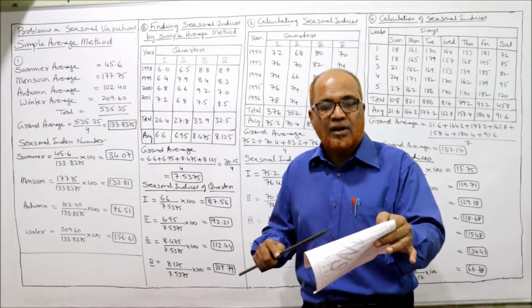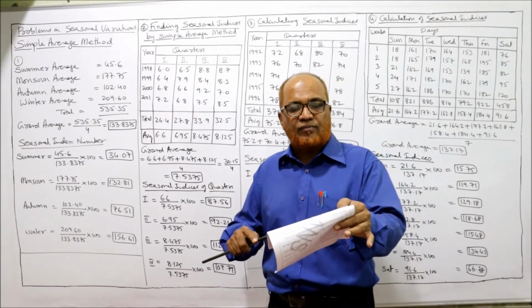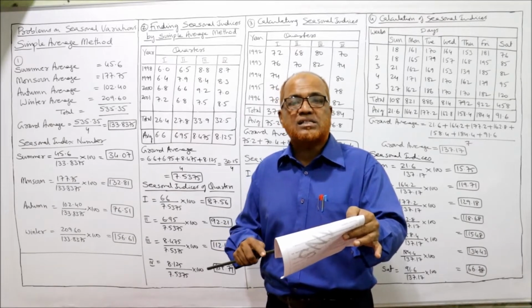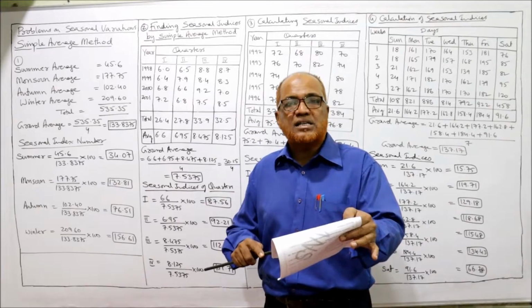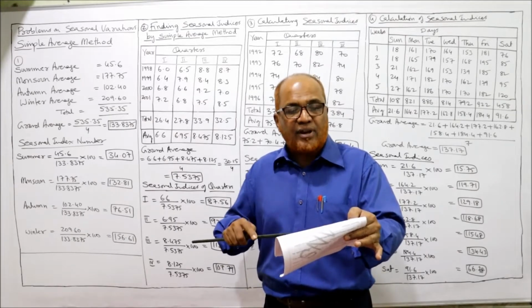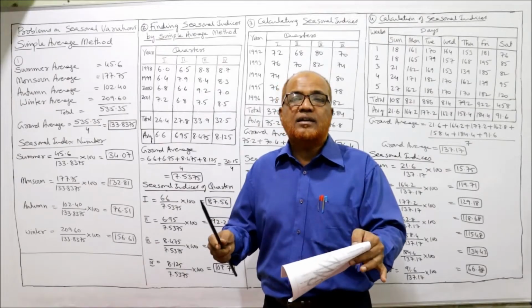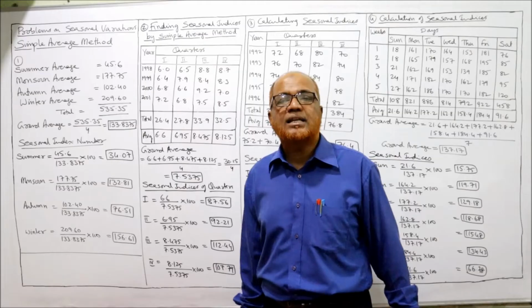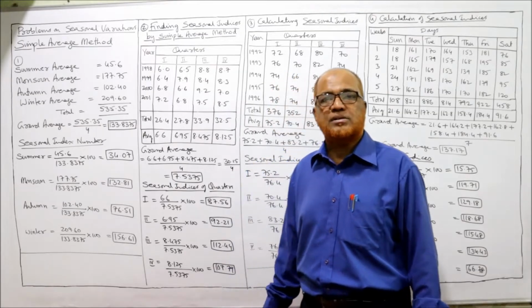4 quarters are given. First quarter values are given for 1998, 99, 2000, 2001. 4 years data is given for each of the quarter. So we calculate the average of the quarter. We calculate the grand average of the quarter. Then easily we can calculate the seasonal index numbers.